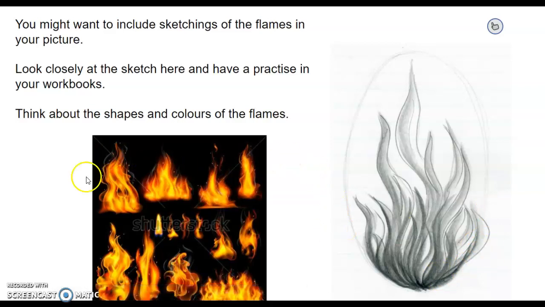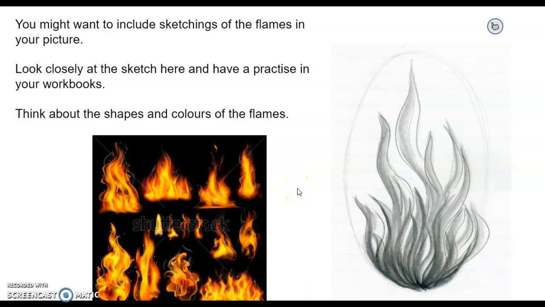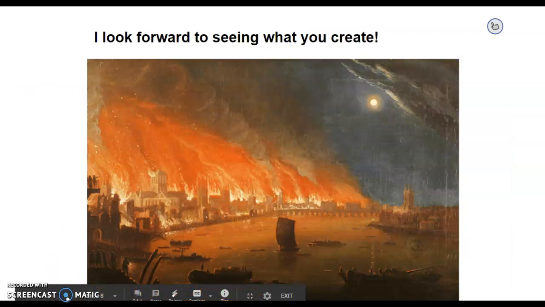And then here, these are pictures of flames. Can you see the different colours? Okay, they're all different colours. What colours can you see? And can you see the shapes of them? None of them look the same. So have a go at maybe practicing your sketches of your flames. Think about the shapes and the colours of the flames when you do this.